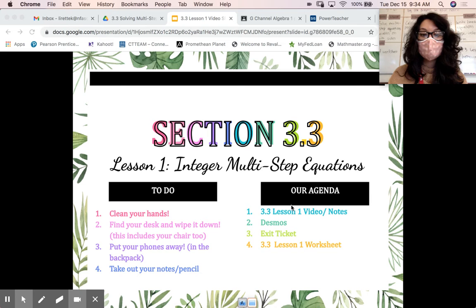In this particular section, we're going to be talking about 3.3, which is solving multi-step equations. In previous lessons, you've learned how to solve one-step equations, two-step equations, and now we're going to solve equations that require more than two steps. I've broken down this section into multiple lessons. We're only going to focus on integer values today.